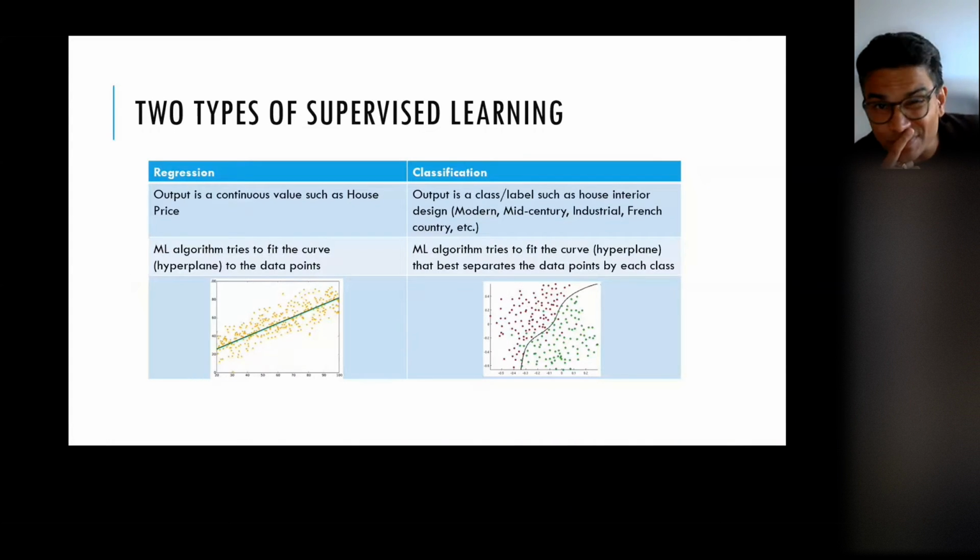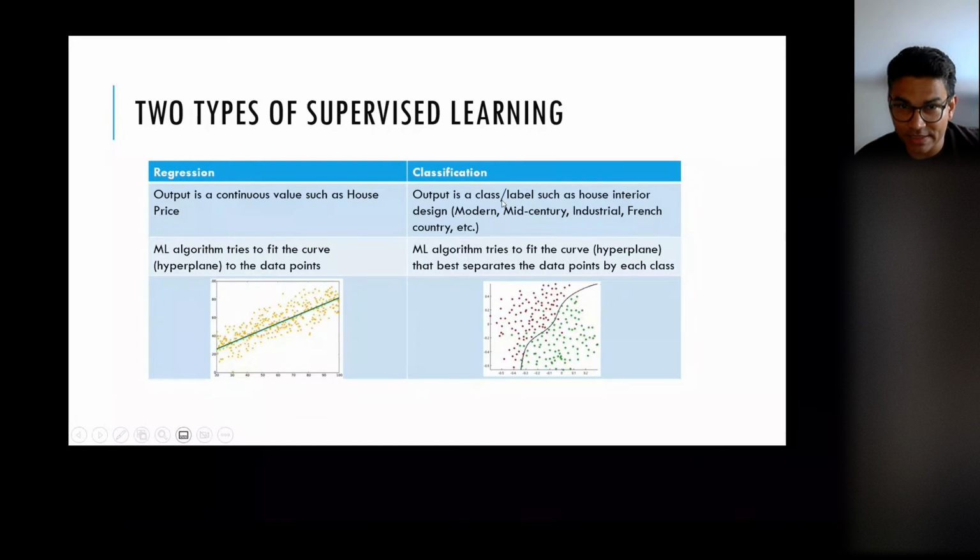So, two types of supervised learning. We talk about supervised learning, right? We're giving examples to the algorithm, and it's trying to figure out the underlying function by adjusting the weights. We looked at a continuous value example, right? Where we're predicting the house price. That is called regression. The other type is called classification, where instead of predicting a value, we are predicting a class or a label, right?